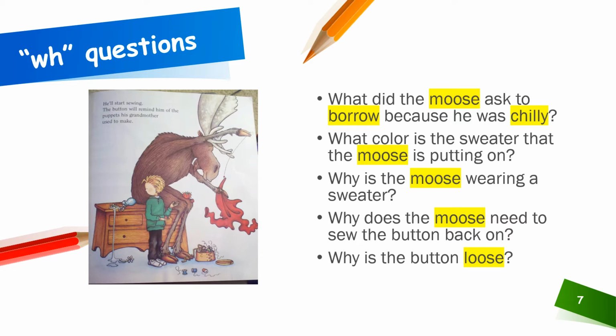So for this page, the button will remind him of the puppet his grandmother used to make. The question that I would ask is, what was Moose doing when he was reminded of the puppets that grandmother used to make? Then the answer, if we're looking at rigor, is he was sewing the button back on. You know that is the answer you're looking for, so you're not going to take just any answer. You want the answer that he is sewing the button back on.